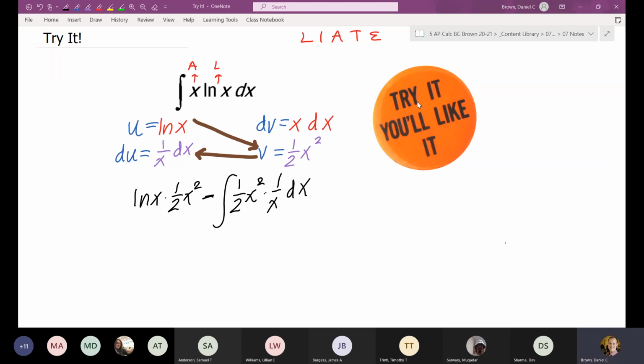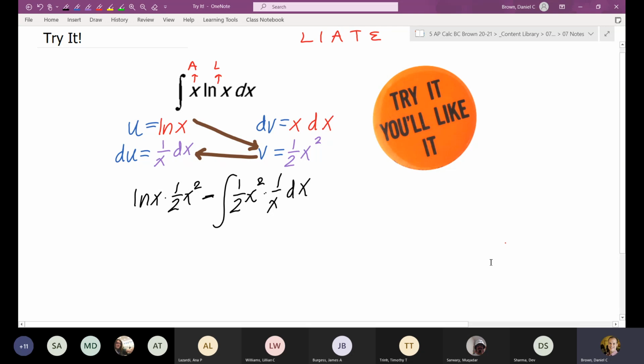Yes, Anna? Is there ever like an exception to the LIATE rule, or does it always work? Not really, no. If you maybe have both algebraic or both trig, then you do have to make a little bit of decision, but I can't think of any examples y'all will encounter where that wouldn't really hold.